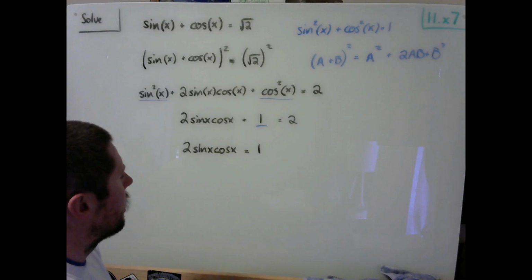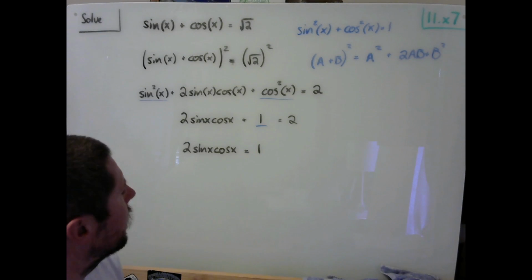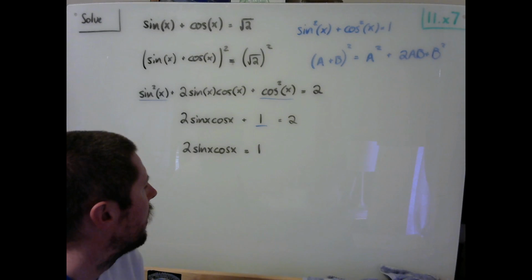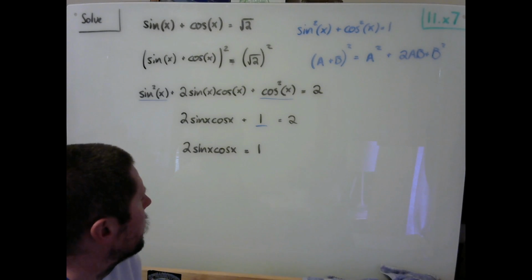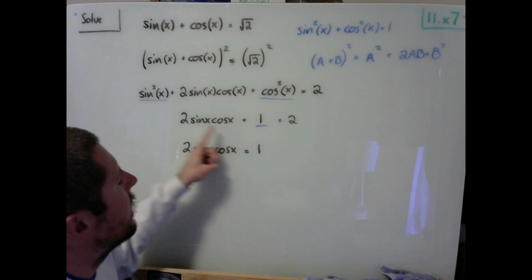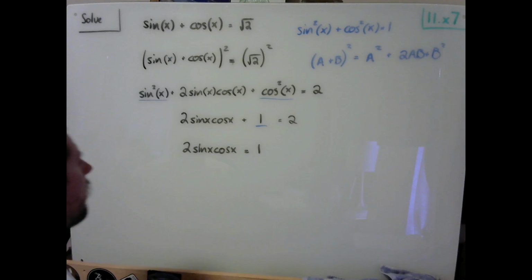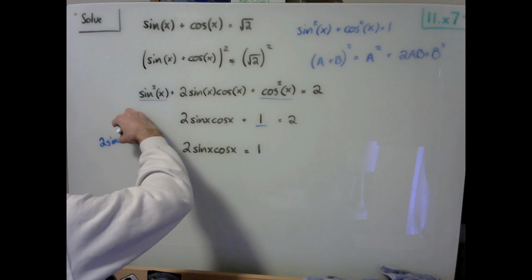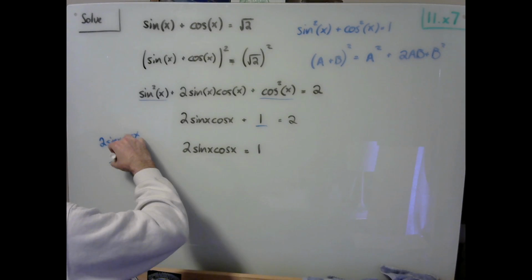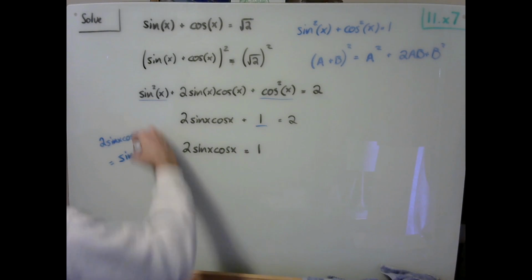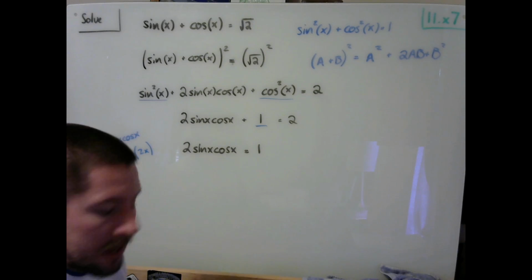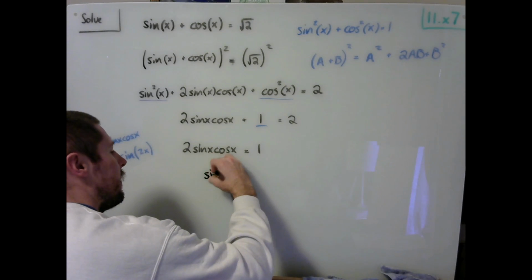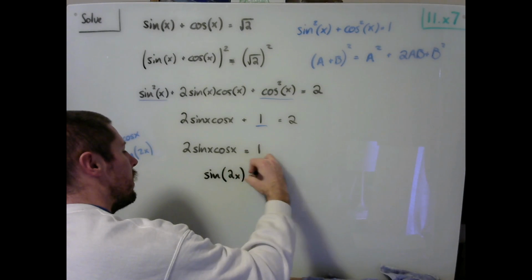What I'm recognizing is that I'm still stuck in a bit of a bummer of a situation, where I have two different trig functions within my equation that I need to solve. But I do recognize this term, 2 sine x cosine x. This is another one of our identities: 2 sine x cos x is the same thing as sine of 2x. This is our double angle formula associated with sine. So I'm going to rewrite this as sine of 2x equals 1.